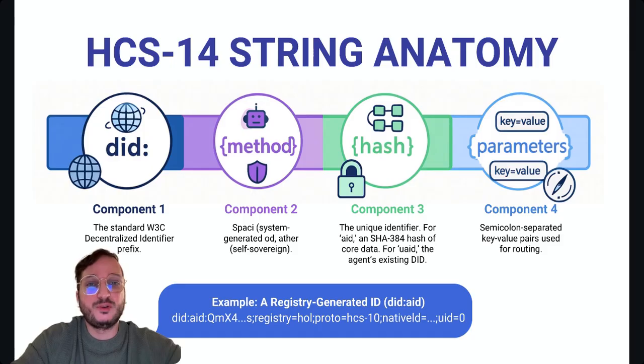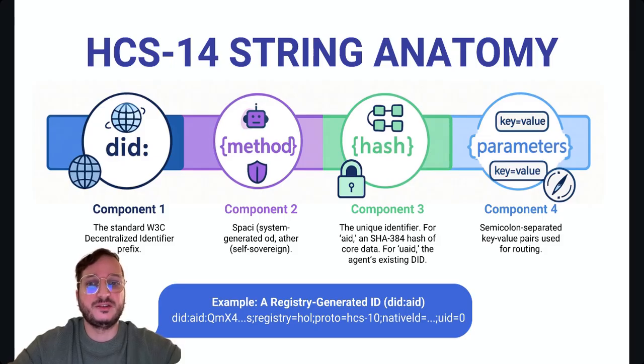Last, which is the coolest part about HCS 14, are the parameters. The parameters are essentially routing information for your agent. They include things like the registry that the agent is found on, the protocol that they use to communicate, and the native ID on that registry.